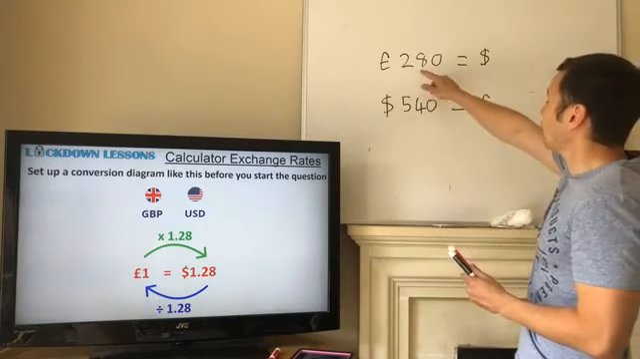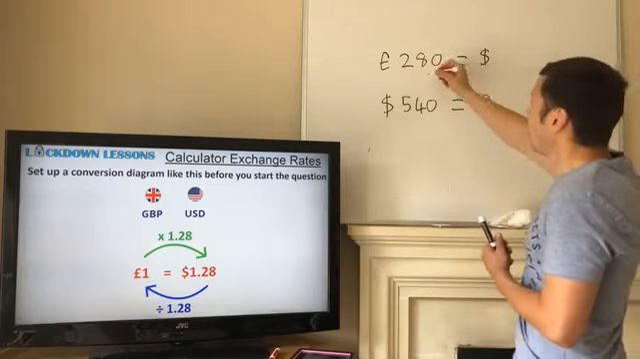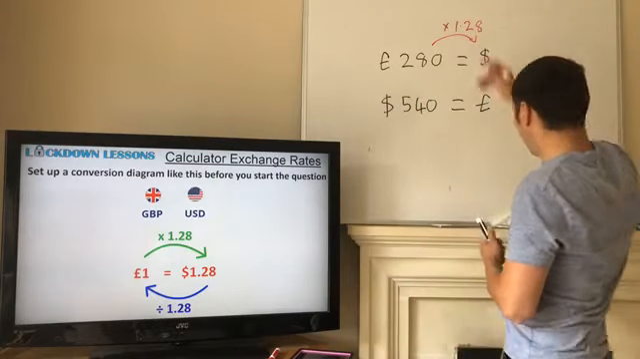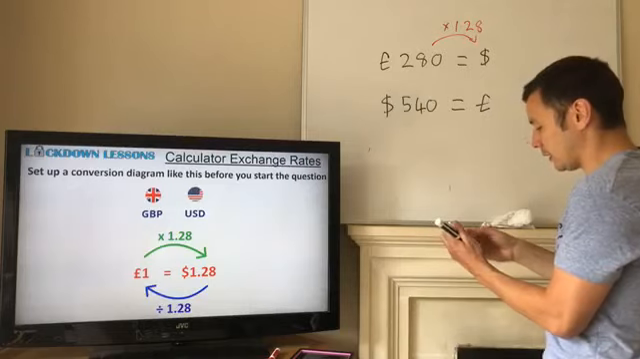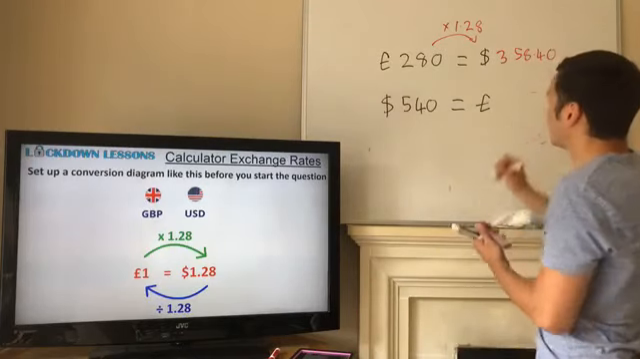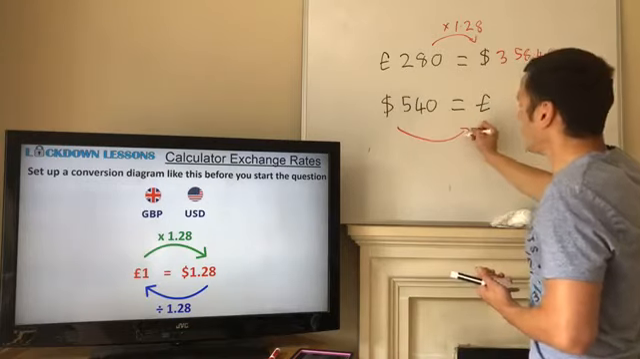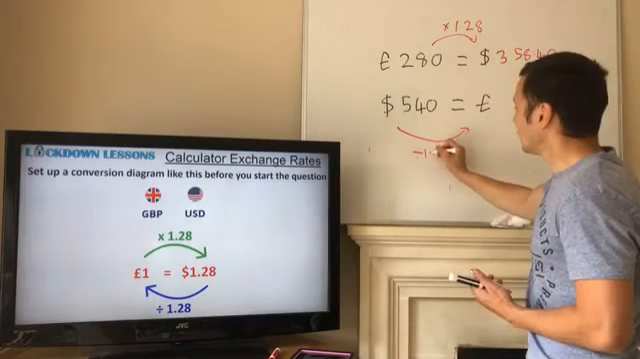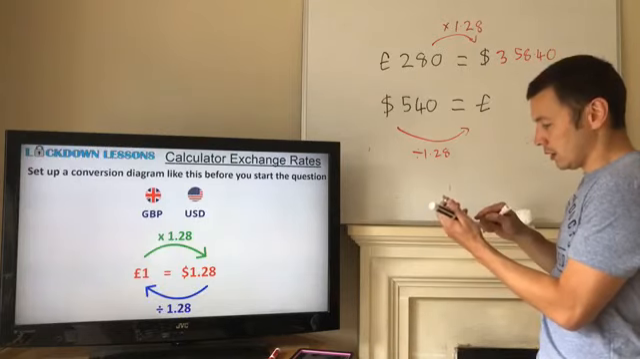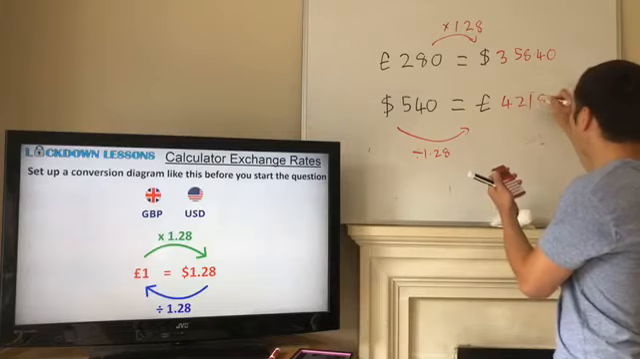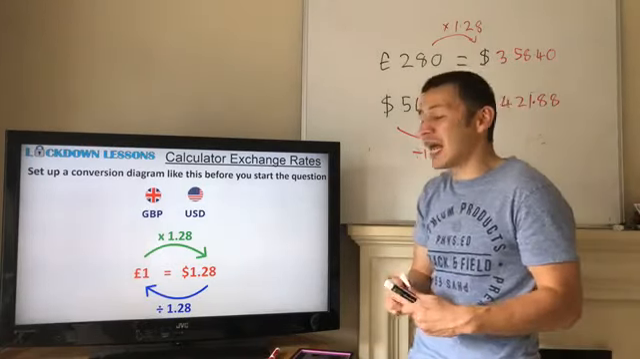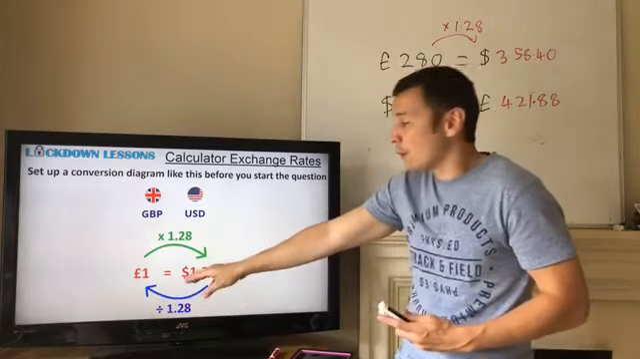Okay, so let's just have a look at this. So what we're going to do for this one, to get from 280 to dollars, we are just going to times by 1.28 to give us our answer. So all we're doing is 280 times 1.28, which gives us $358.40. To get from dollars to pounds, we are going to divide by 1.28, which is going to give us £421.88. Remember to round up, because it was a 5, 7, 5 at the end, that 7 will round to an 8. So we just use this method, times and divide, but always write it down first.